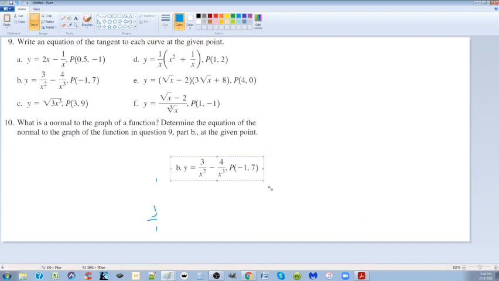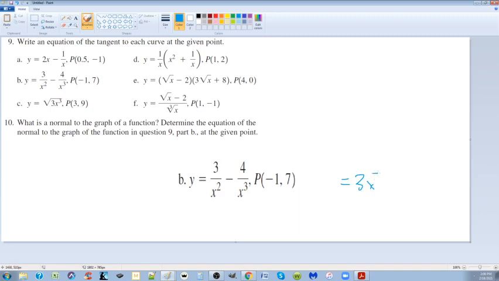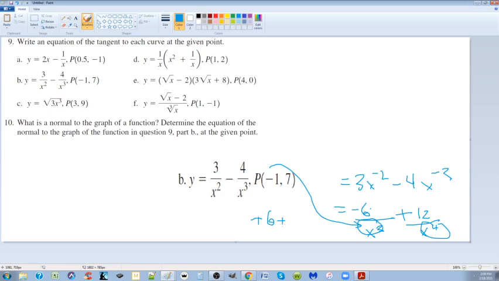But very quickly, I'm going to solve the tangent for it. And this is why they gave you 2 points in 9b. We're going to solve the tangent for it. You get 3x to the -2 minus 4x to the -3. You get -6 over x cubed and +12 over x to the 4. And then when I put in -1 here, stays -1, this becomes +1. So I get +6 plus 12, which is 18. So that is the slope of this tangent point.